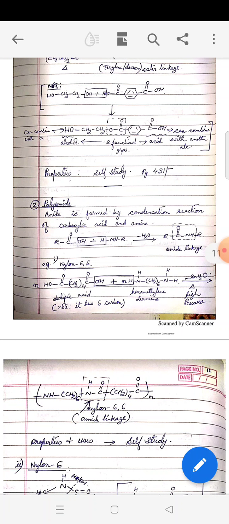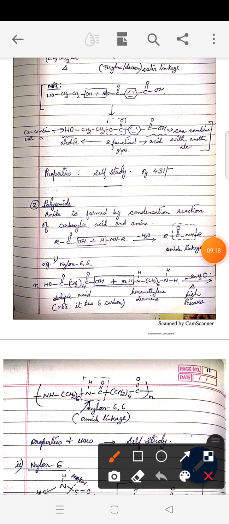The next condensation polymer which we are going to study is polyamide. Now as the name suggests, amide. What does amide mean? Amide means when carboxylic acid reacts with an amino group, RNH2, a molecule of water is lost and the linkage which is formed here is CONH, that is called amide linkage.